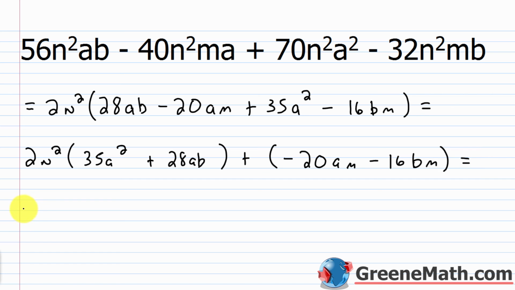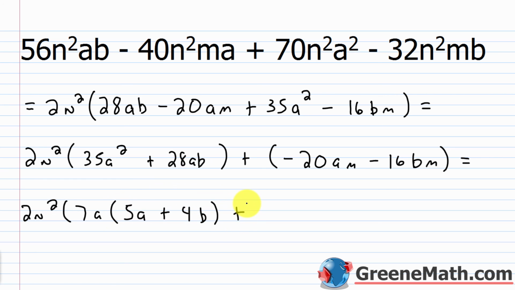So from the first group, I'm just going to copy 2n squared. So from the first group here, I could pull out a 7a. What's left? 35 divided by 7 is 5. A squared over a is a. Then plus 28 divided by 7 is 4. ab over a is b.